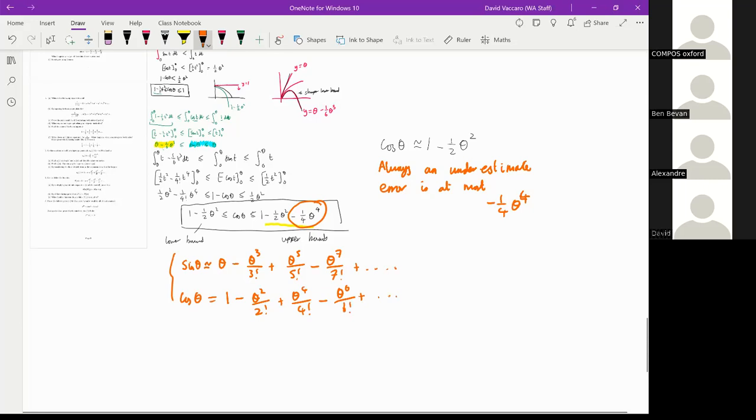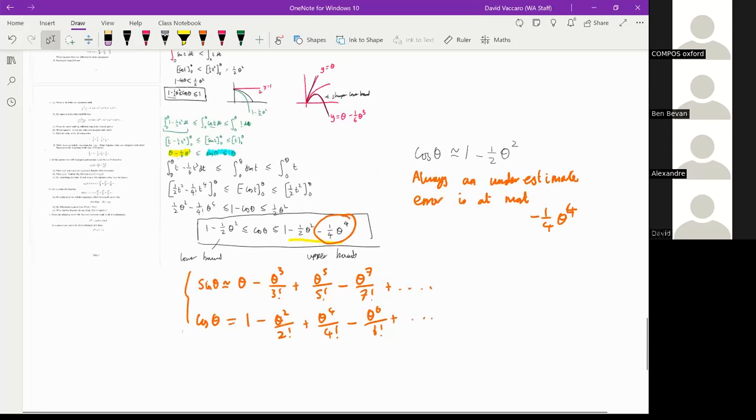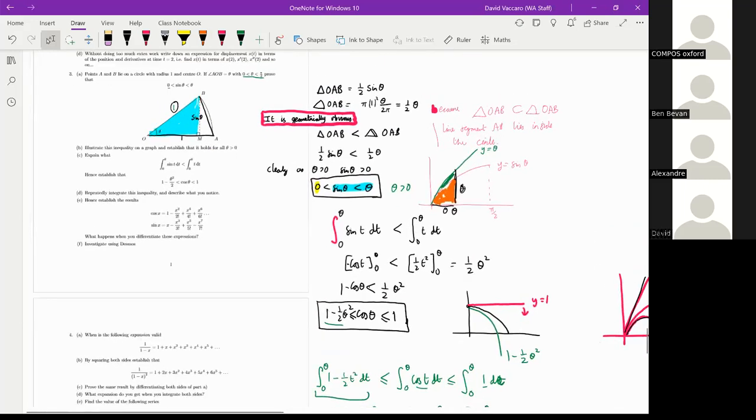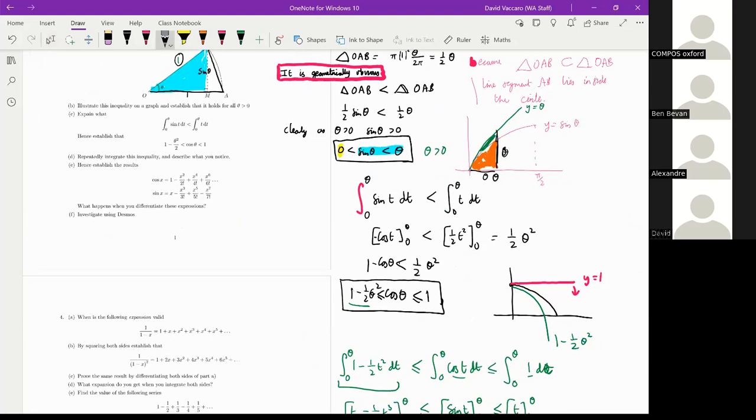Now, you could have got the same Taylor expansions by repeated differentiation, but this integration idea actually gives us an extra fact, which is that the approximations are alternately overestimates and then underestimates. Okay, so we've done this question here, where we've established these Taylor expansions for cos x and sin x.